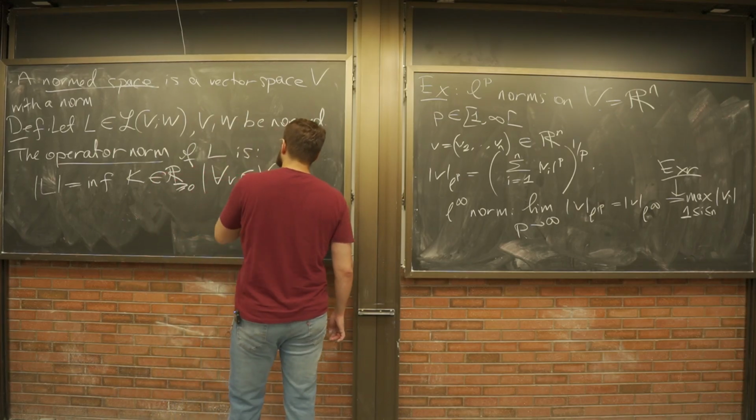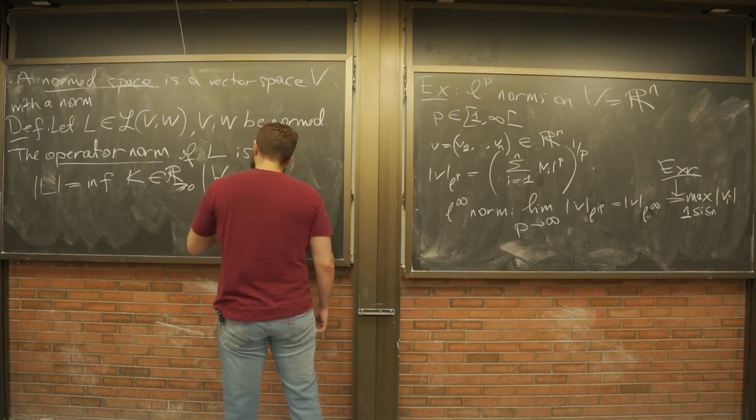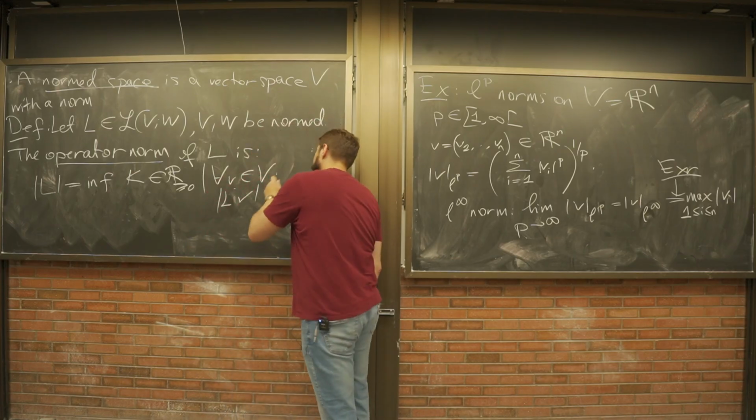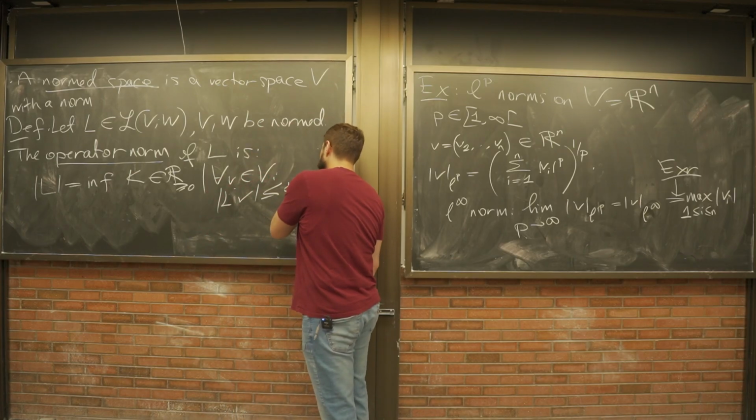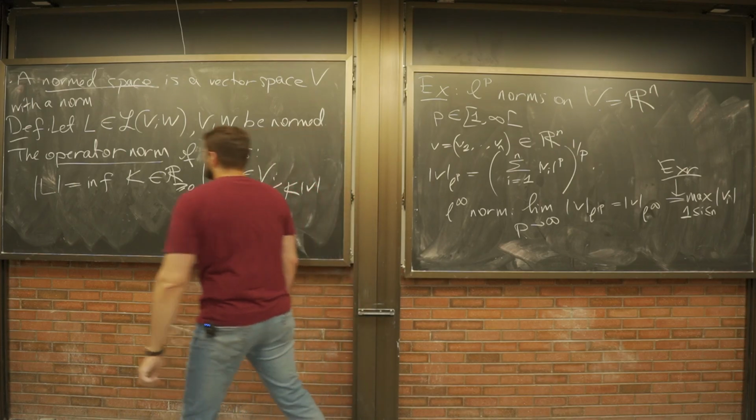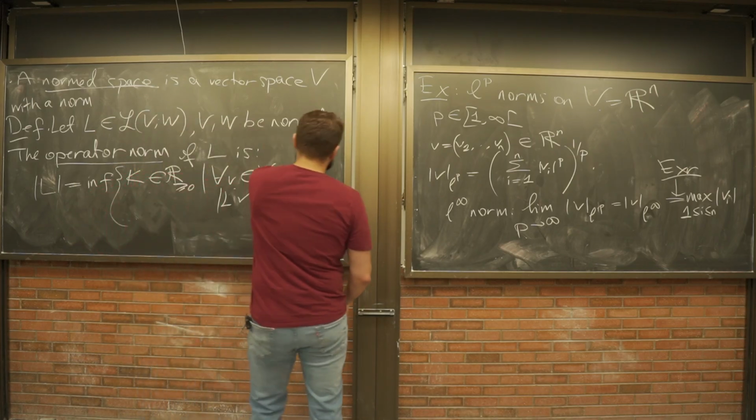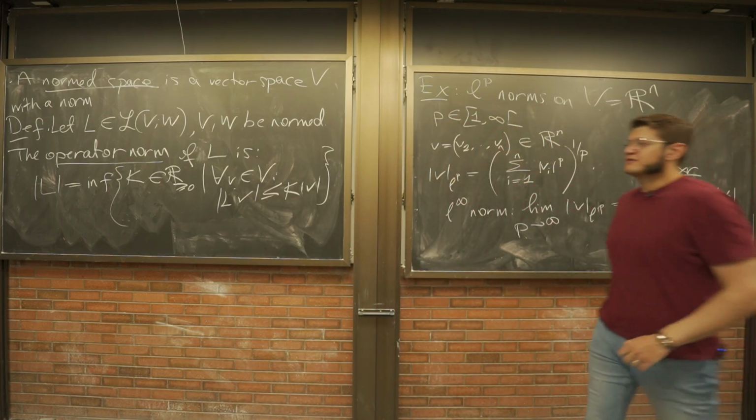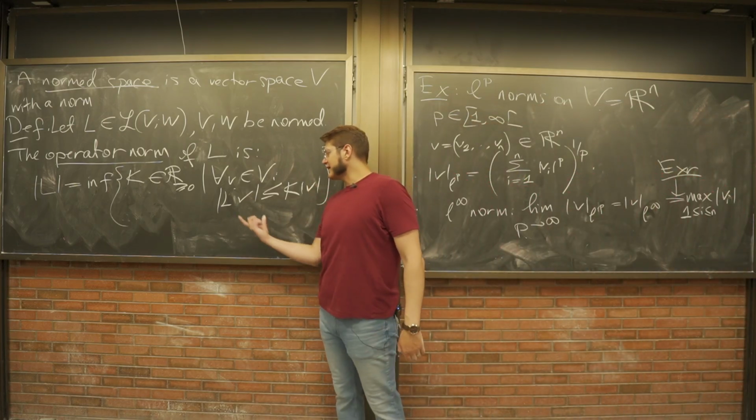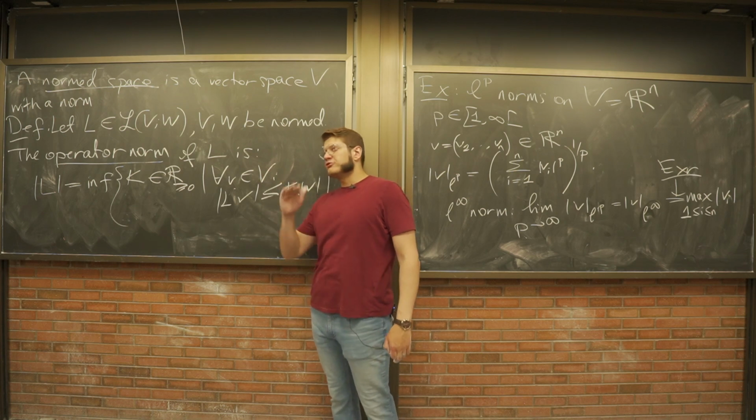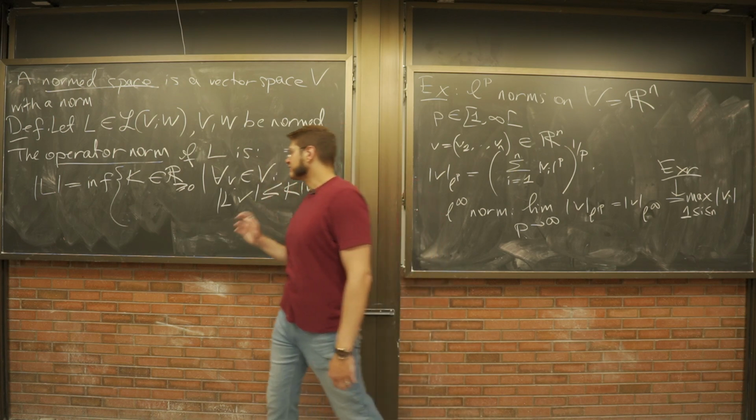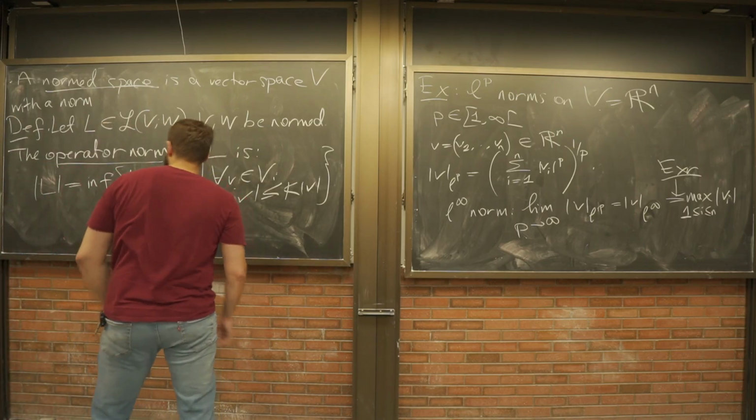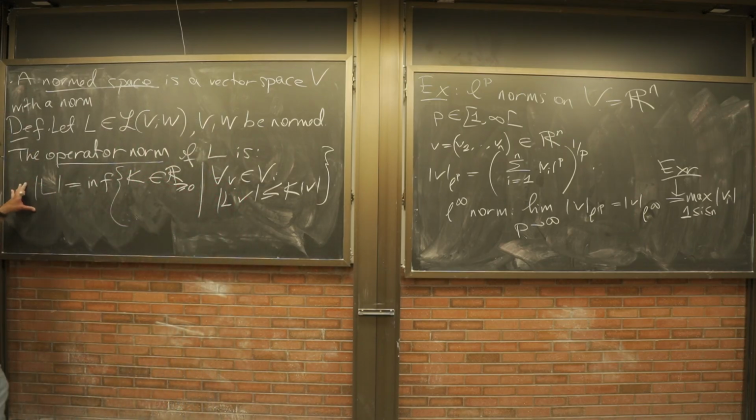v in V, the norm of the image, Lv, is bounded from above by k times the norm of v. This is almost like a derivative, if you want. If you were to take this to the other side, this k is an upper bound on the rise over run. That's a good way of thinking about this, at least in the context of calculus. We're going to spend plenty of time tomorrow on this.